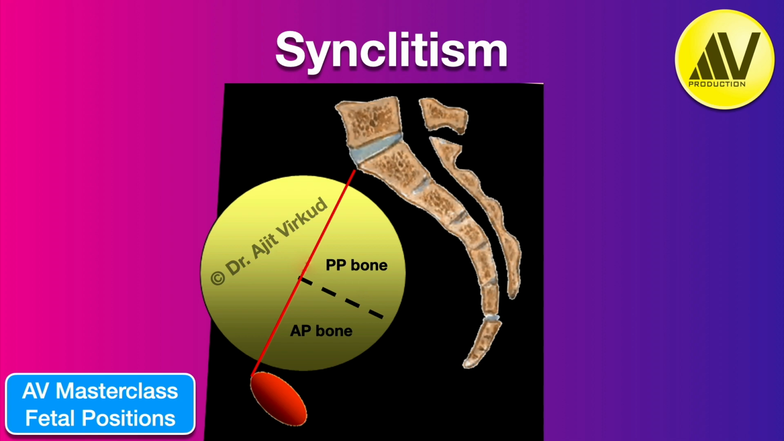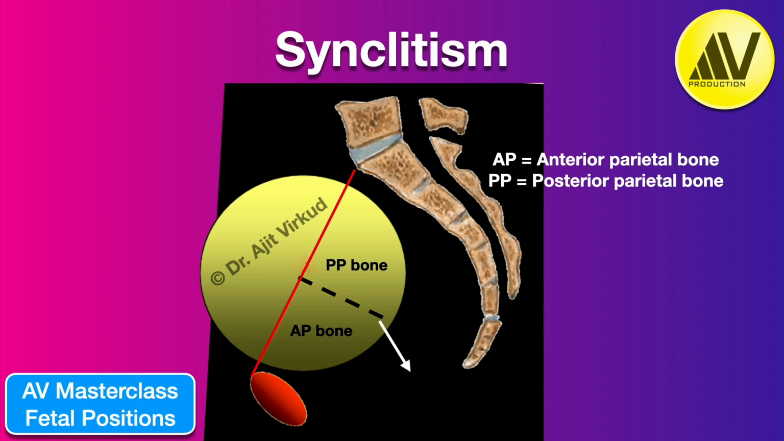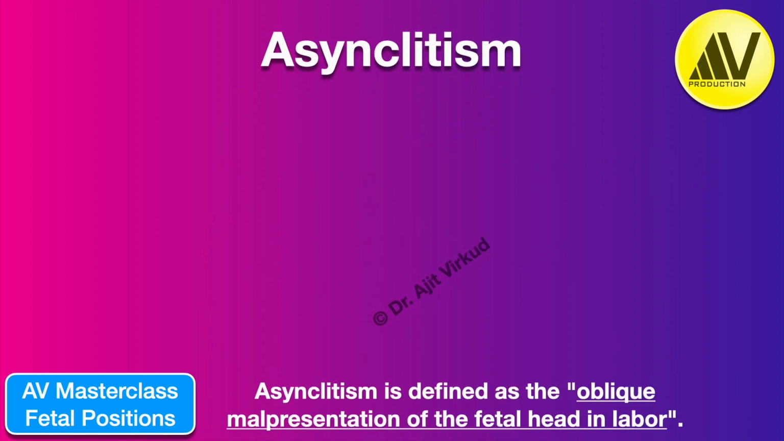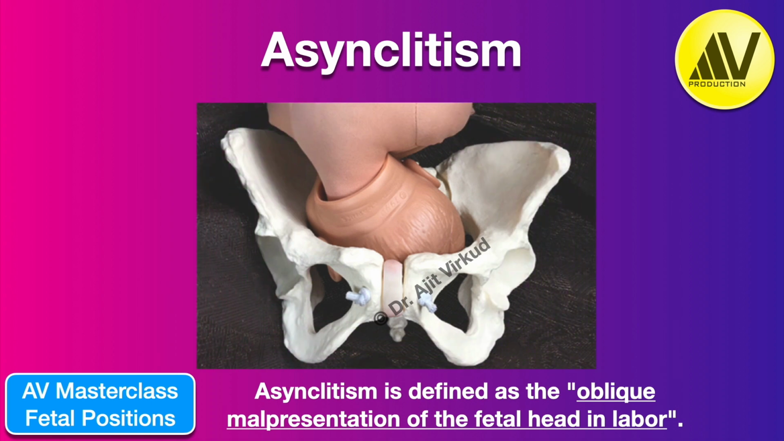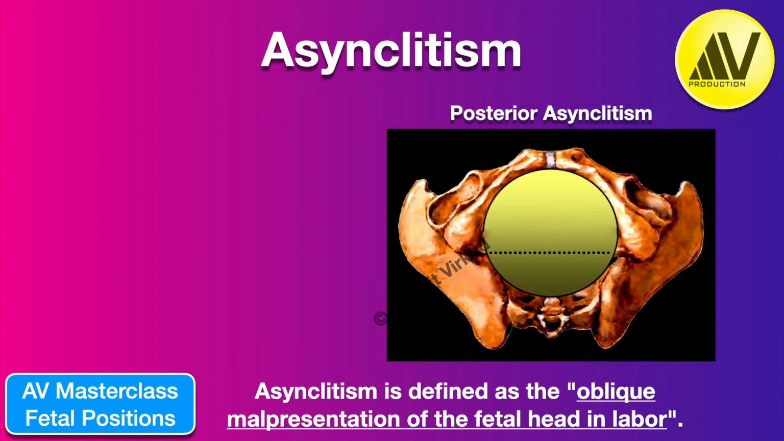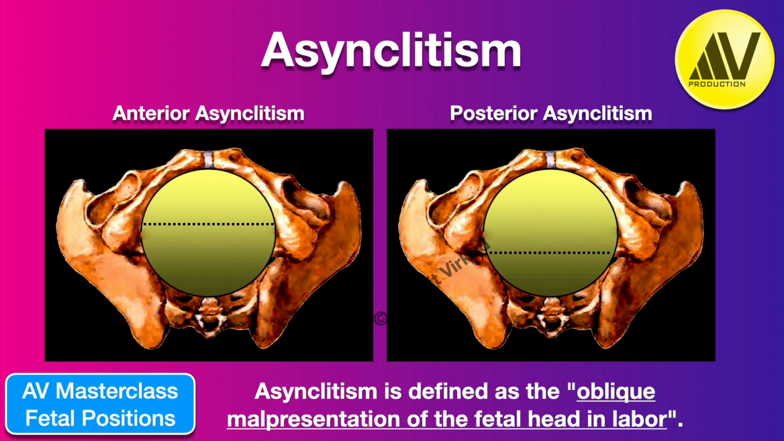Now I will explain the concept of synclitism of the fetal head. Normally, when the head engages, the two parietal bones are at the same level. This is called synclitism. When one parietal bone lies below the other due to lateral inclination of the fetal head, the sagittal suture lies nearer to the promontory or symphysis pubis.